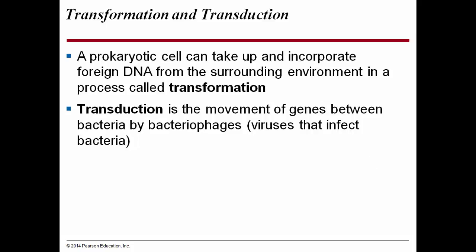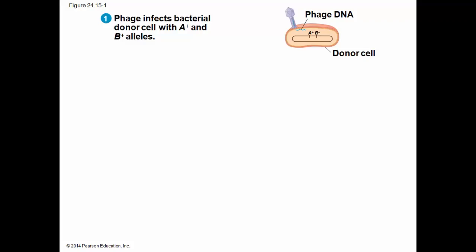A prokaryotic cell can take up and incorporate foreign DNA from the surrounding environment in a process called transformation. So prokaryotic cells can actually pick up strands of foreign DNA in their environment and incorporate them into their genome. Transduction is the movement of genes between bacteria and bacteriophages. So viruses that infect bacteria can introduce novel genes into the bacteria.